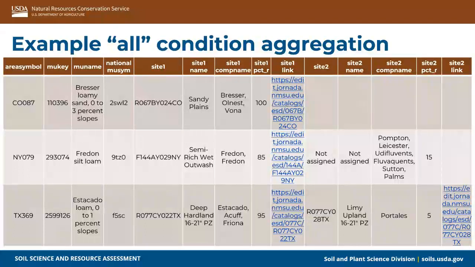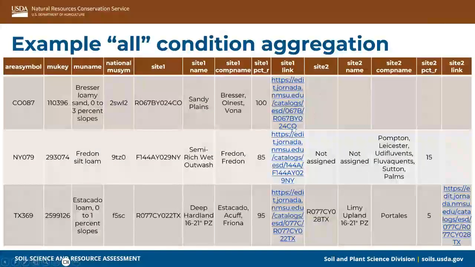Next, we have the Freedom map unit. And so here we actually have two Freedom components that are associated with this first dominant condition site. And these sites are ordered in decreasing prevalence within the map unit. And we find that both of the Freedom components in this map unit are assigned to this semi-rich wet outwash site. And as a value-added component to these tables that get generated, we generate links to the edit website. So it's super easy for folks who might be pulling this up in GIS or working with the tabular data to go in and look at what the actual definition of that site is and get access to that information that our ecologists are working so hard to populate.